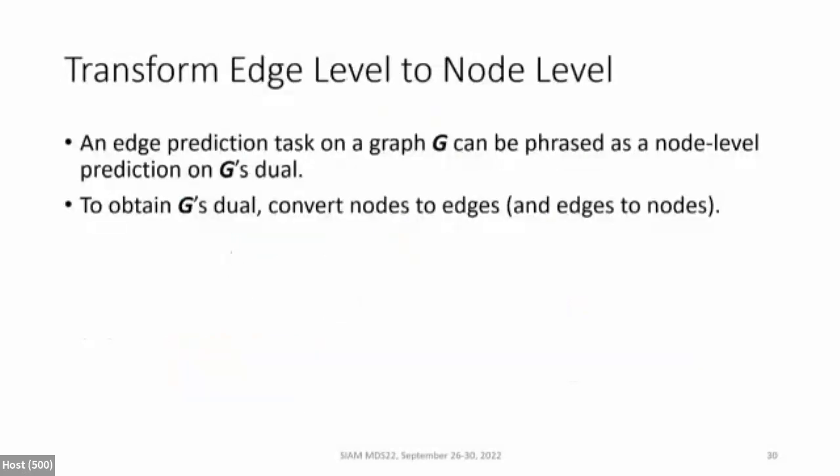In addition, I just want to mention that even if the edge level and node level are described as two different problems, an edge prediction task on a given graph G can actually be phrased as a node level prediction on the graph's dual. The dual is a way to convert nodes to edges and edges to nodes. So if you are getting very good results for node classification, you can use this dual to also use it for edge level tasks.